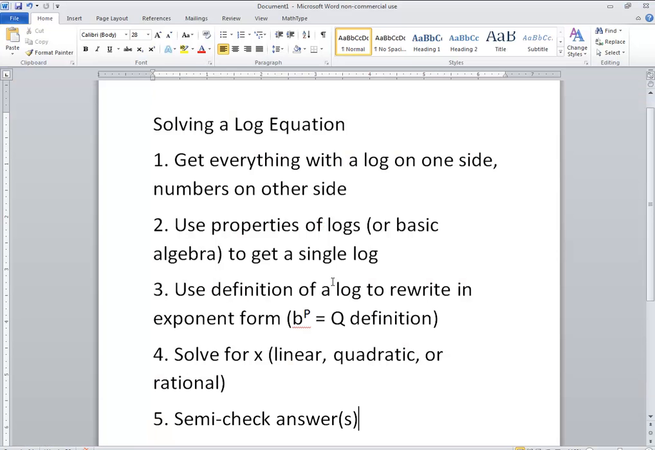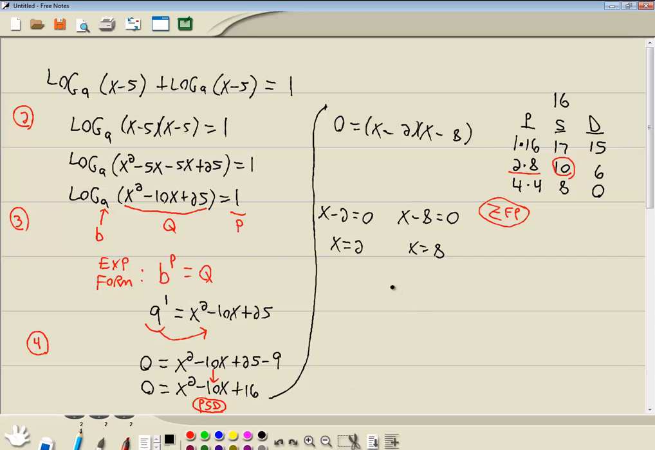Maybe. Because remember, step 5 says semi-check your answers. We don't need to fully check it, but when you plug these back in, you should not have log of 0 or log of a negative number. If I put 2 back in, 2 minus 5 is negative 3, that would give us log of a negative number. So that one doesn't work. 8. If I put 8 here, 8 minus 5 is 3, that's not 0 and it's not negative. And this would also be 3. So our only answer is x is equal to 8.